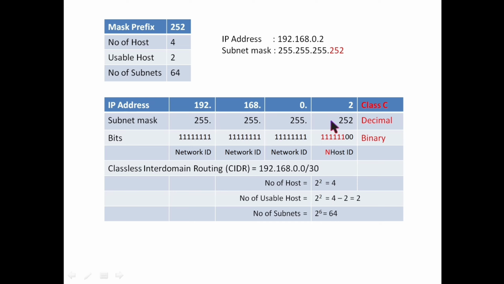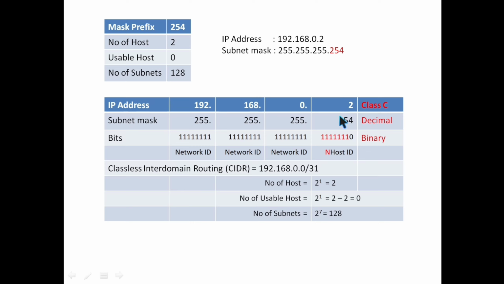If it is 252, it means we convert 6 host ID bits into 6 network ID bits. CIDR notation will be /30, 24 plus 6, that is 30. Number of hosts means 2 to the power 2, that is 4, because the number of zeros here is 2. Usable hosts: 2 to the power 2, that is 4 minus 2 for network ID and broadcast ID, equal to 2. Number of subnets, that is 2 to the power 6, the number of ones, equal to 64 subnets. That is, we divide the network into 64 subnets.